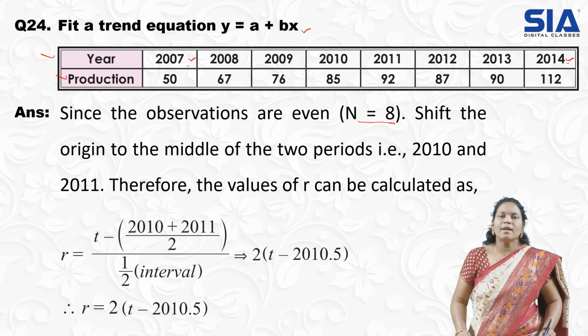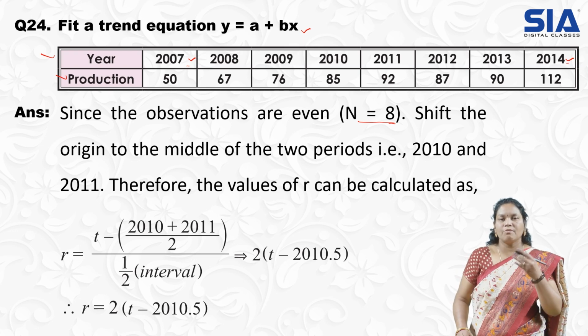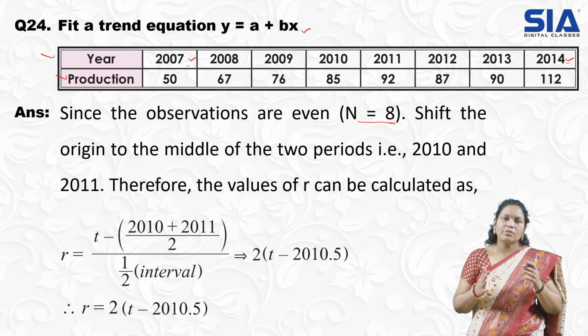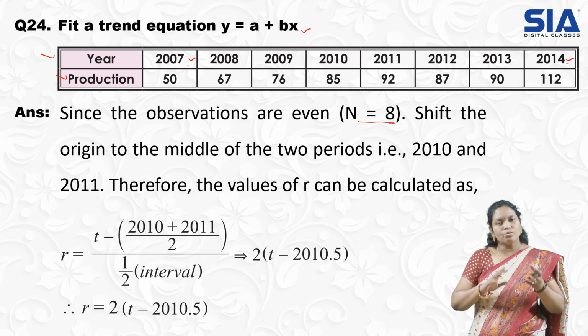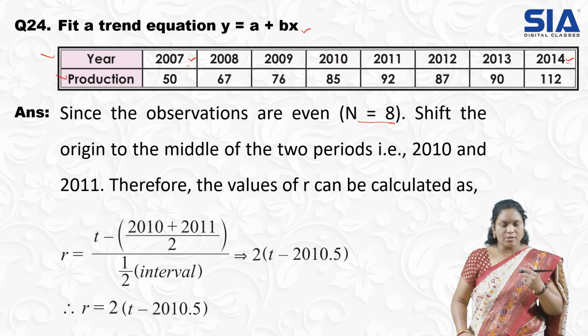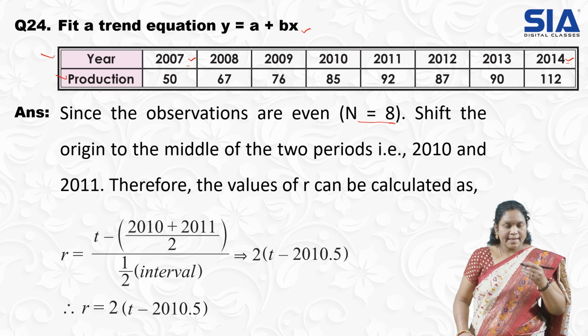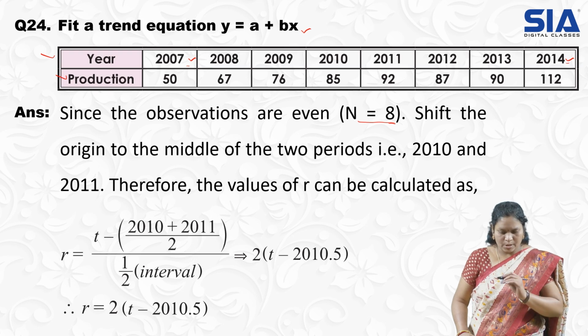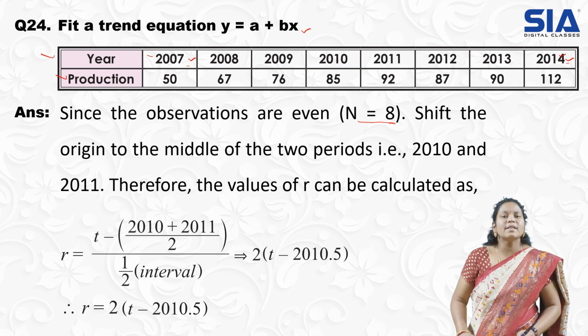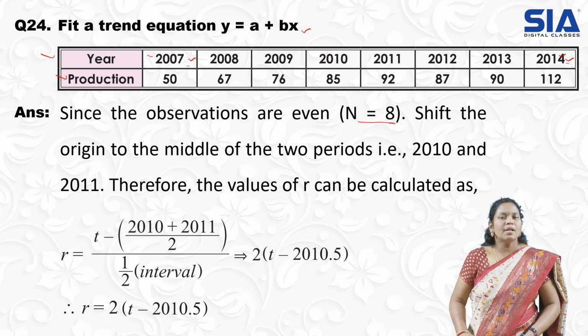Whenever we don't have an exact middle value, we have one more procedure to get it. Why do we want the middle value? To solve further, we have to get summation x is equal to 0, like we get in the odd method. So here, for 2007 to 2014, what becomes the exact middle value? We won't get an exact middle year.